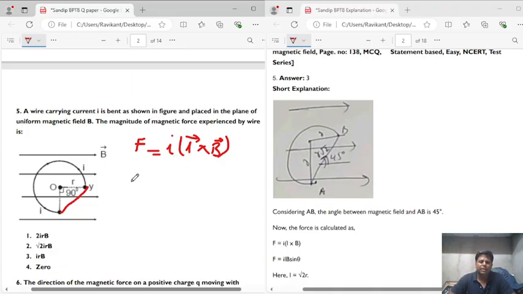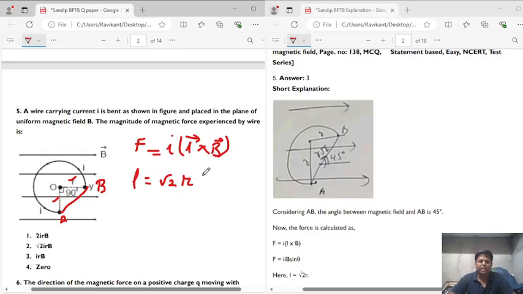So first we find the effective length of the conductor. In this circle, this is r, this is r, and we form a right angle triangle. If I mark this end as A and this end as B, then the length AB will be equal to root 2 times R, because it is an isosceles right angle triangle and AB is the hypotenuse of that triangle.